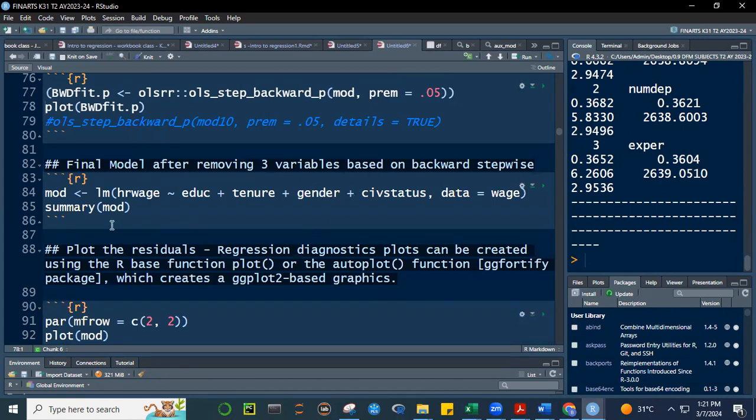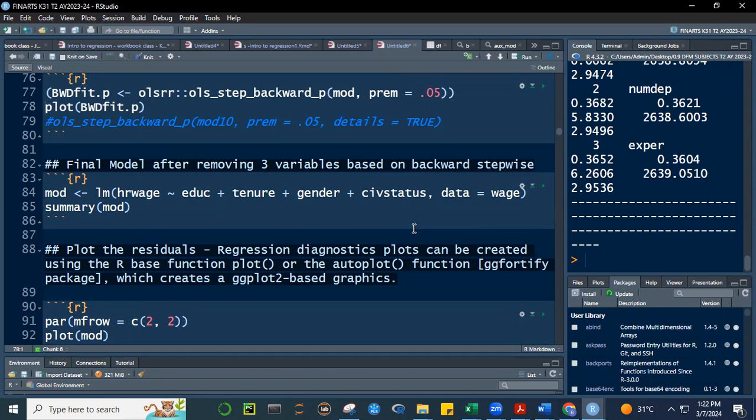So I just run that. Here, let me just overwrite the model. The model is lm of hourly wage on education, tenure, gender, civil status, with data equal to wage. Okay, so these were the 4 remaining variables. We removed 3.